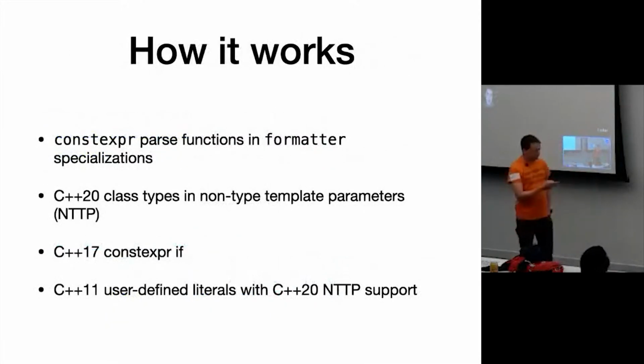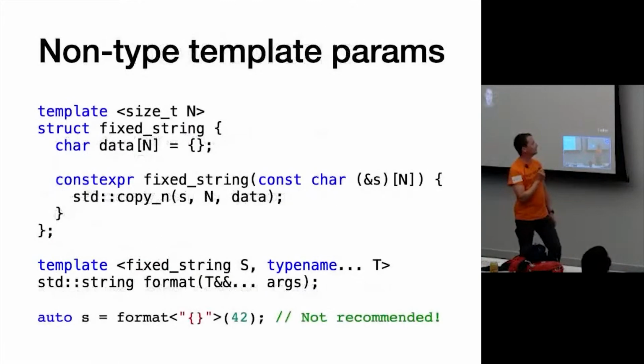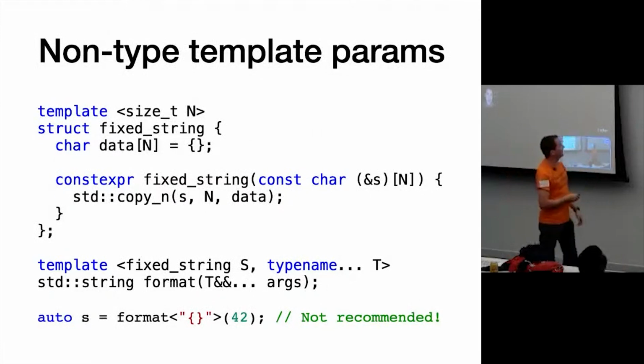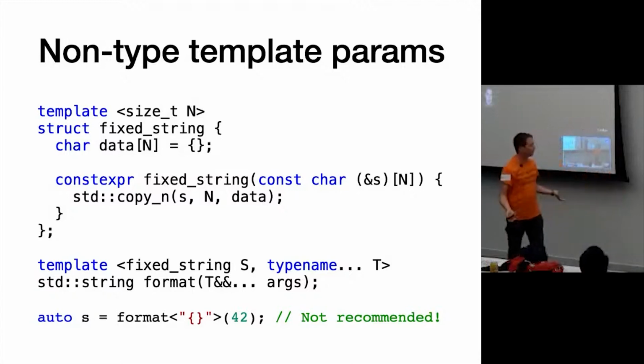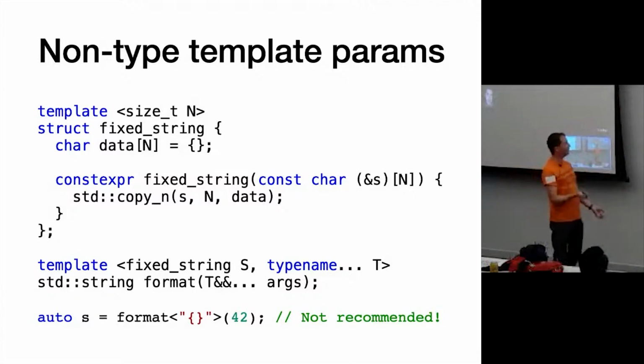So how it works, we covered that. Let's implement this quickly on the slides. Non-type template parameters. So what are these? In the context of FMT, it's a way to pass strings as template parameters. So first we need some infrastructure.